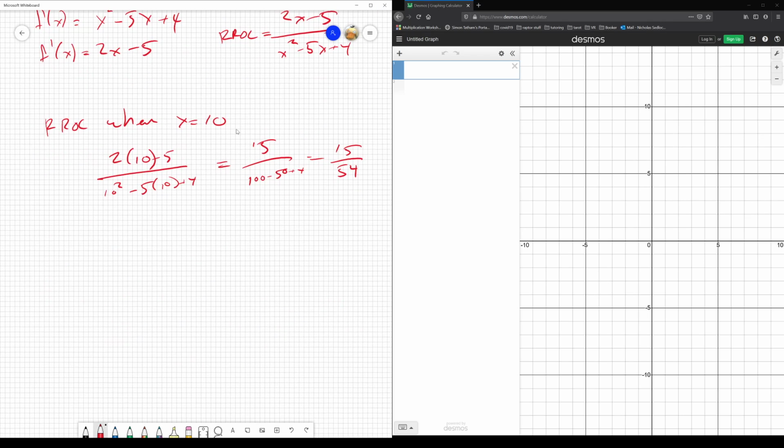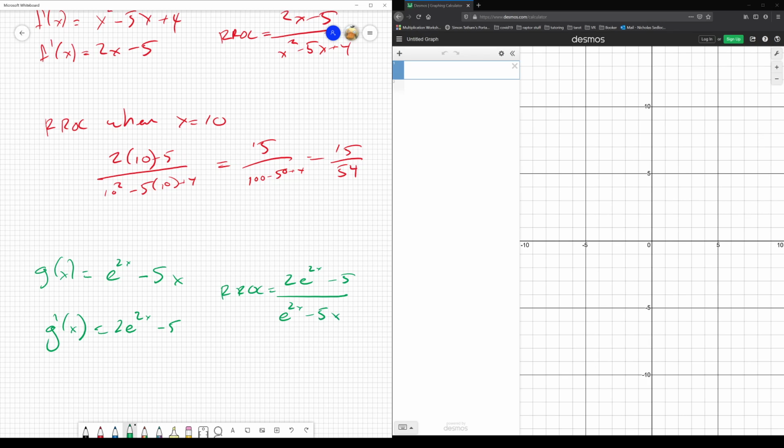We'll do one more of these. Let's say g of x is e to the 2x minus 5x. Then g prime of x is 2e to the 2x minus 5. So the relative rate of change is 2e to the 2x minus 5 over e to the 2x minus 5x. All right.